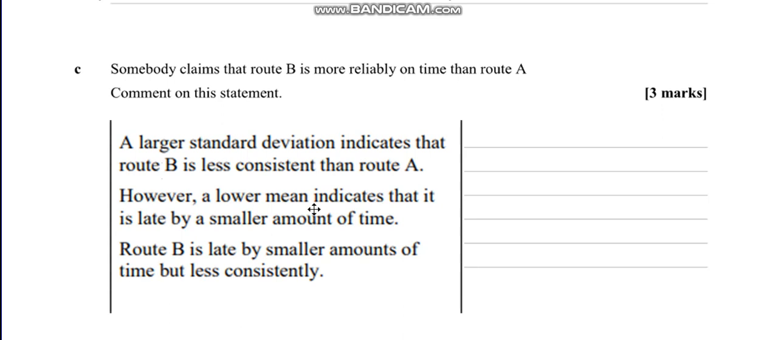However, the lower mean for route B indicates that it's late by a smaller amount of time. So to summarise, route B is late by smaller amounts of time but less consistently. Okay? Or you could say route A is more reliably late. You can guarantee A is going to be late more reliably than B, but B is late by smaller amounts of time but less consistently. So you've got to think about the mean and the standard deviation when comparing those.